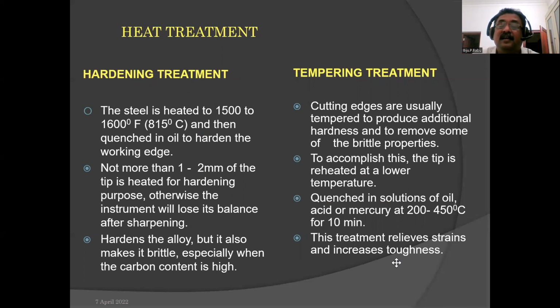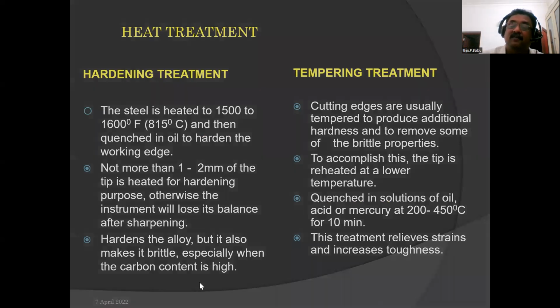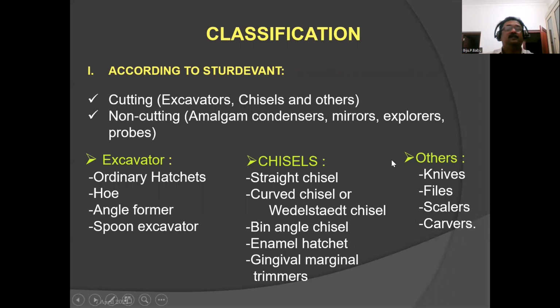To accomplish this, the tip is reheated at a lower temperature. Here you heat it not up to 1500 degrees Celsius. At a lower temperature, you heat it and quench it in oil or acid or mercury at 200 to 450 degrees Celsius for 10 minutes. This treatment relieves the stresses or strain in the instrument and also increases the hardness.